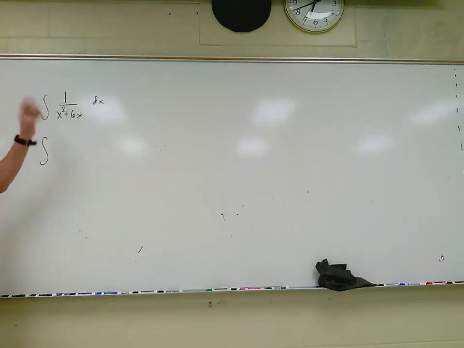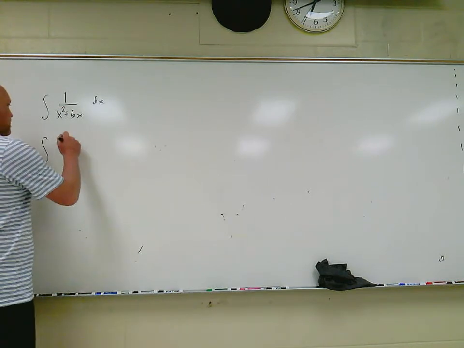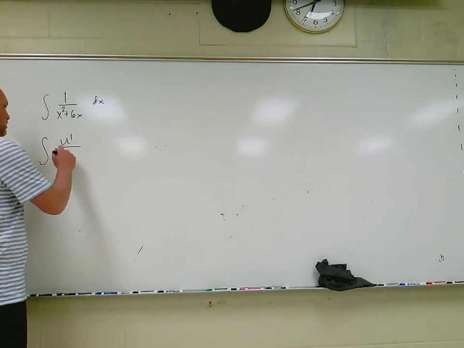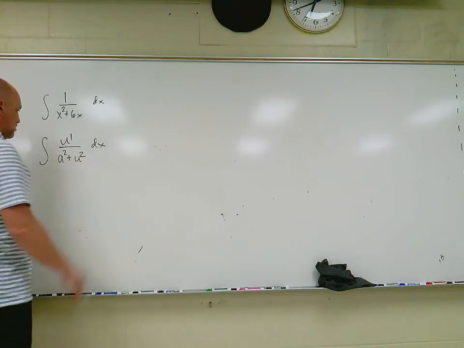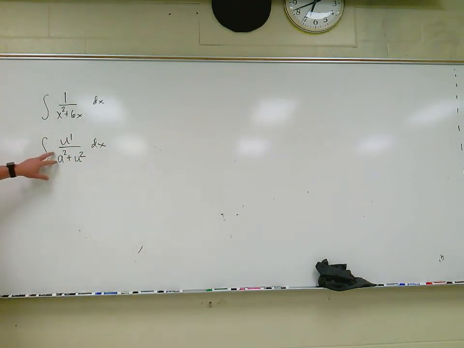The problem is it's not in the form. To do arctangent, it needs to be in the form u prime over a squared plus u squared, and then it's dx. So we need a function squared and we need a constant squared. But we have a function and another x. So what we've got to do on this is change this form. You cannot have that form. This is not going to work. What am I doing wrong?